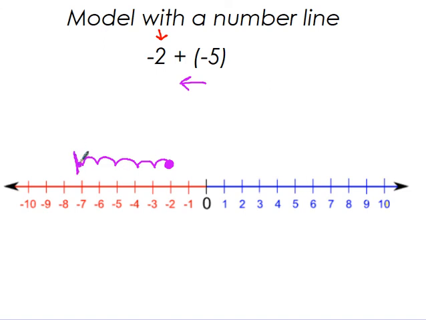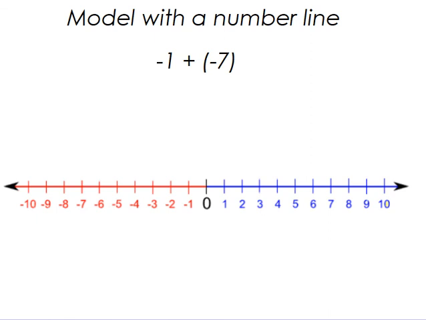And then to model it, I'm showing that I moved from here to the left, so I'm drawing an arrow. It's not a very good arrow, but that's what it's supposed to be. So I started at -2, and I moved left 5 spaces, and I ended on -7. So that means my answer for -2 plus -5 is -7. Now, you can absolutely do this right on the number line. I'm just doing it above it to help show it a little better. But if you wanted to start at -2 and go over 1, 2, 3, 4, 5, that's totally fine. Okay? Cool. Let's look at another one.